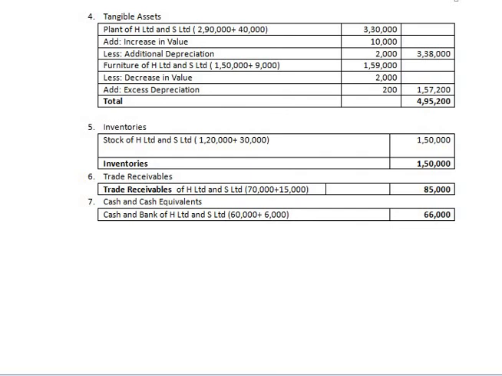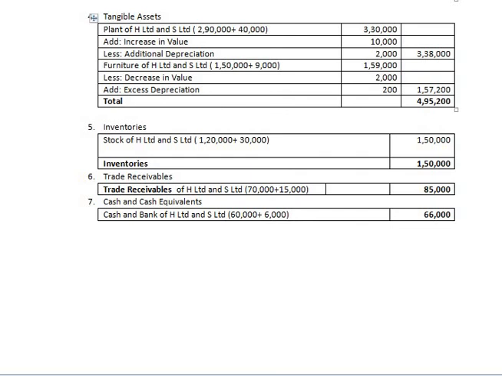Then after that, you take the furniture of H Limited and S Limited from the balance sheet, will be 1,59,000. Since the furniture of S Limited has been revalued and you found that there's a decrease in value by rupees 2,000, you less the decrease in value, then you add the excess depreciation on the decrease in value of furniture, so 200. So the total value of furniture will be 1,57,200. So in total, the total tangible assets will be 4,95,200.